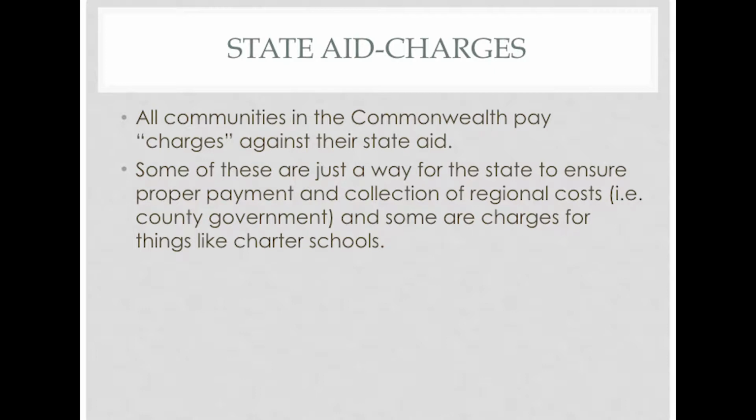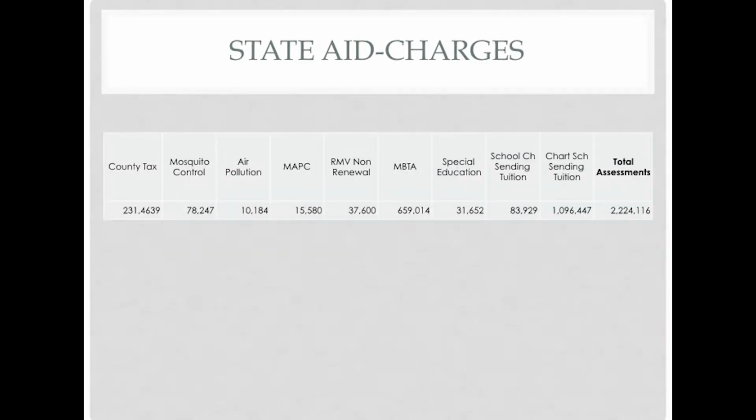And we all go, yes, we're getting another $600,000. And then you click over to the second page of the state aid, and it's like, oh, but they're taking $400,000 of that away from us. So some of it is for things like county government. We're part of Norfolk County. The state has to fund the counties, so they make sure that we pay that.